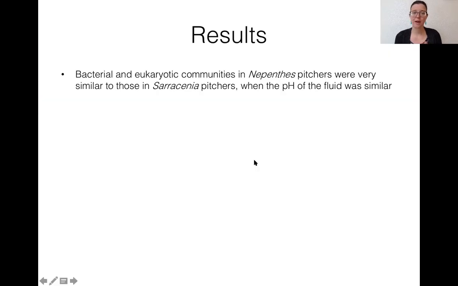So what we found from this experiment was that the bacterial and the eukaryotic communities in Nepenthes pitchers were very similar to those in the Sarracenia pitchers, as long as the pH or the acidity of the fluid was similar. So the pH is important because Nepenthes can actually actively acidify their pitchers and make them super acidic, down to a pH of 2 or even lower. And when they do this, they really select for only very particular organisms that can thrive in that very low pH. But a lot of Nepenthes pitchers are also much higher pH, around 5, like Sarracenia. And when they had a similar pH of their fluid, they selected for very similar communities.